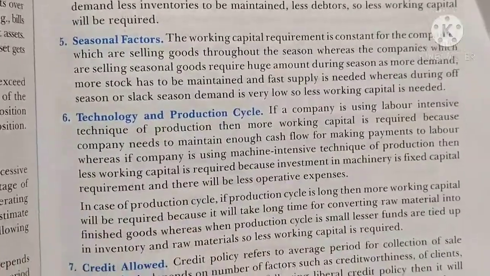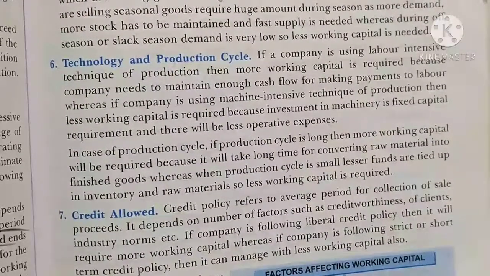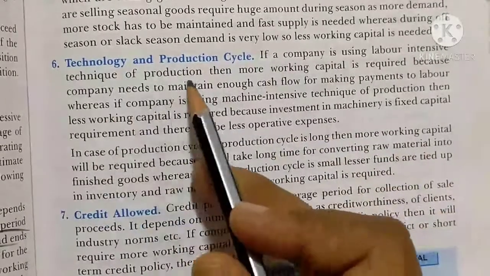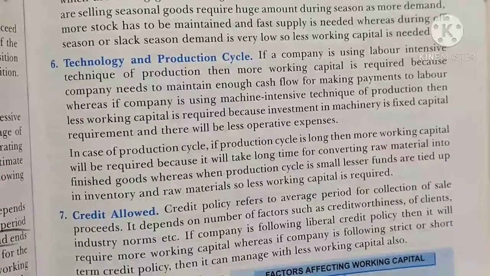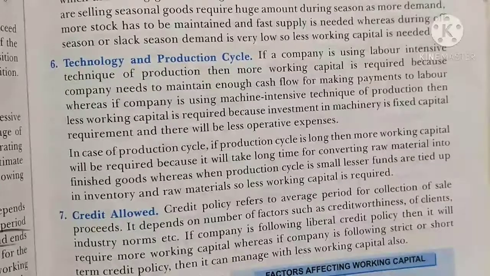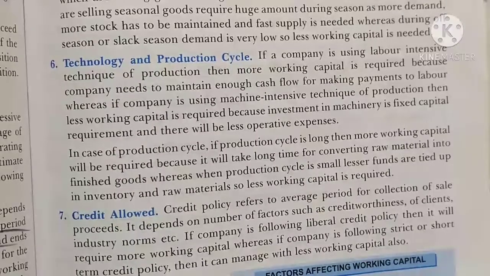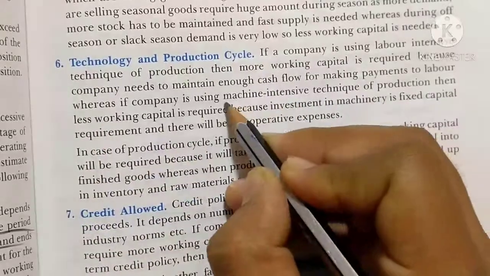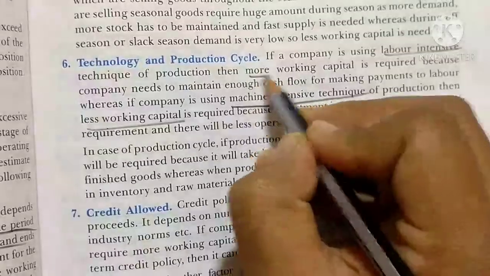Then comes technology and production cycle. If we are using labor intensive technology, then more working capital is required, because we have to pay the salaries and the day-to-day requirements of the labors. If the company is using machine intensive technology, then less working capital is required. In case of machine intensive, less working capital. In case of labor intensive, we need more working capital.